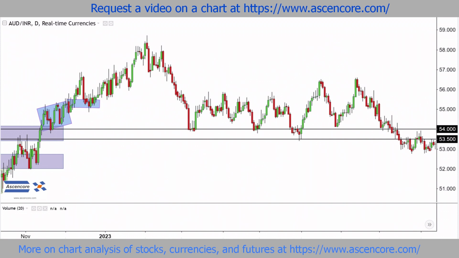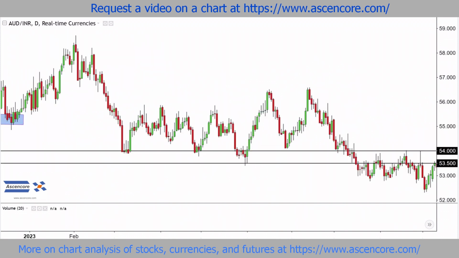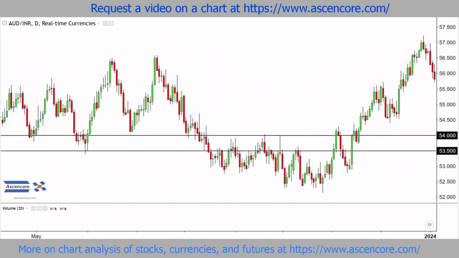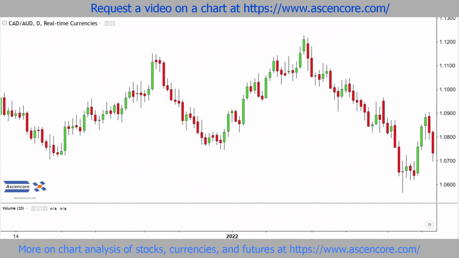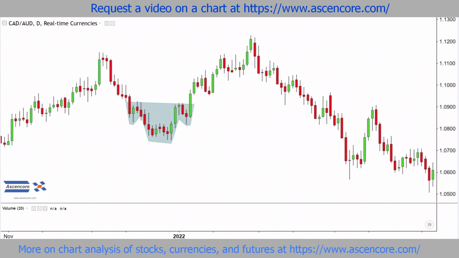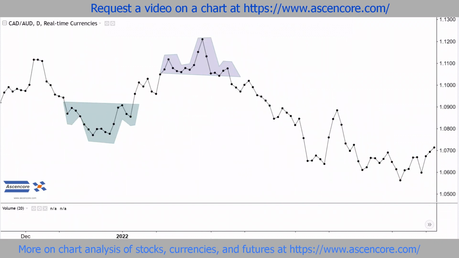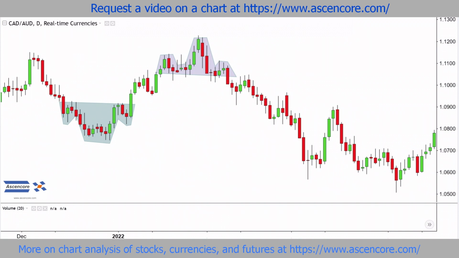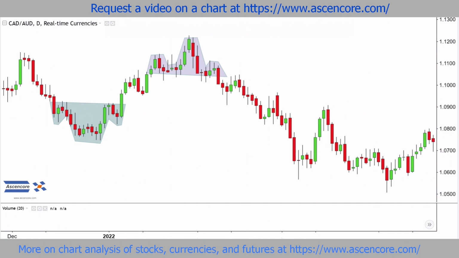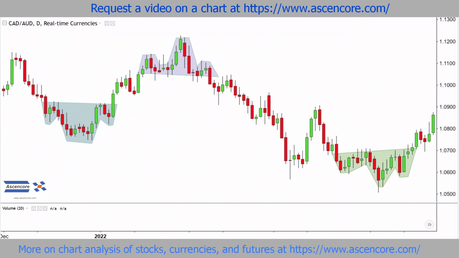As usual, one of the most important landmarks is the neckline area, which reverses roles between resistance and support several times. So there you have it, examples of the inverse head and shoulders pattern. Just like the head and shoulders pattern, it can have quite a lot of variation, especially with the shoulder portions and neckline area, that can contribute to this being one of the more difficult patterns to use.